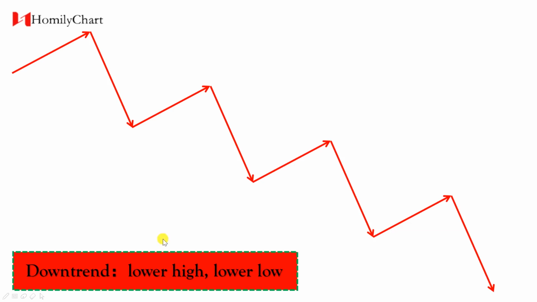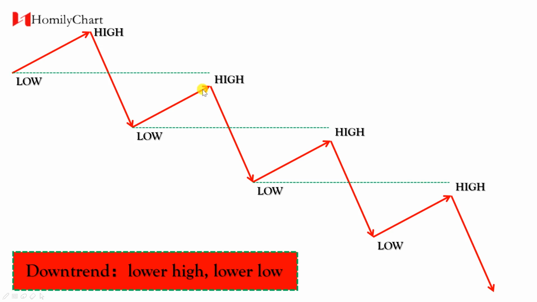Let's see downtrend. Lower high, lower high, lower high, and lower low, lower low, lower low. This is called downtrend, lower high and lower low. A standard downtrend requires current high lower than previous low. If current high breaks through previous low, that means downtrend unstable, possible trend turning.